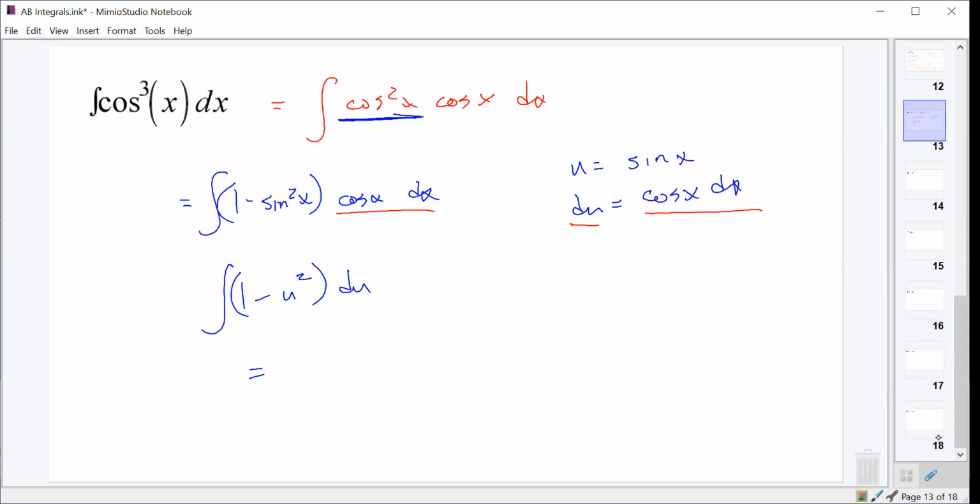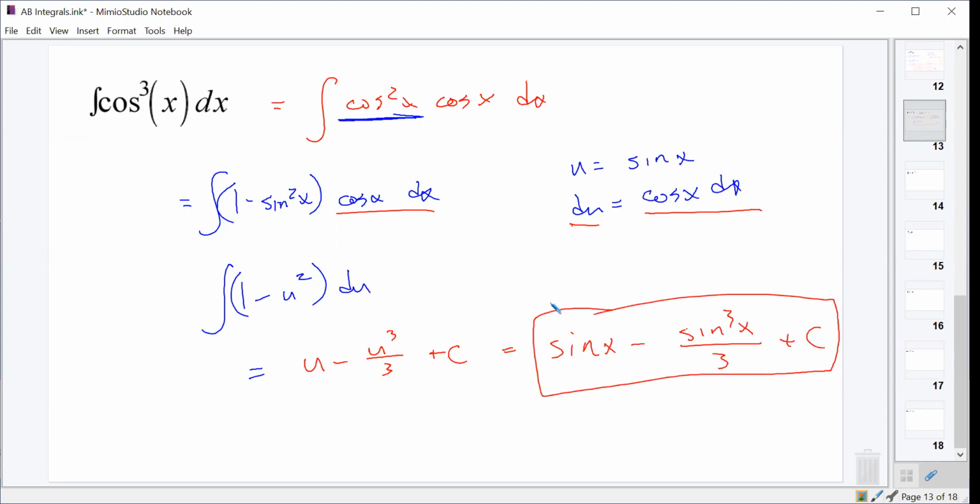All right. What do we get when we integrate then? u minus u cubed over 3, plus your constant, and then we'll just replace the u's with sine x. So we got sine x minus sine cubed x over 3 plus a constant. Any issues with that? Everybody okay with that? Cool. No questions, everyone's good.